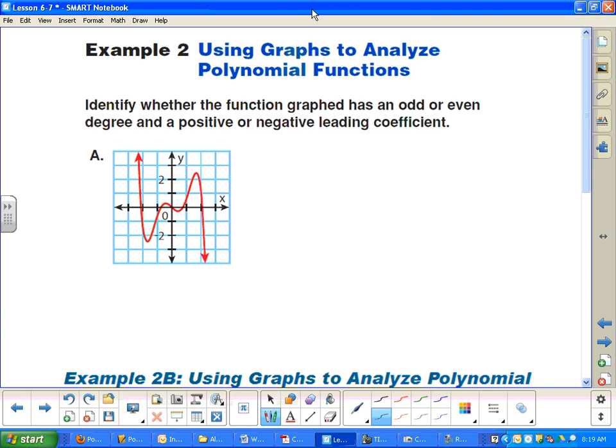Okay. So if you look at the chart, which is on what page, Jennifer? 453. Right? Which one of those 4 is this graph similar to? So let's see. Let me go back here.